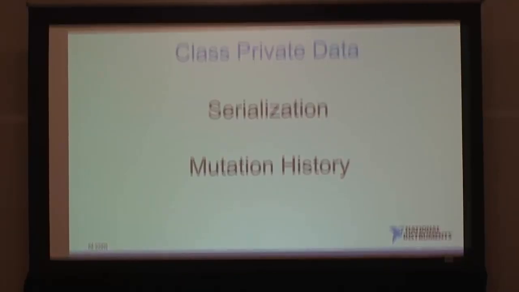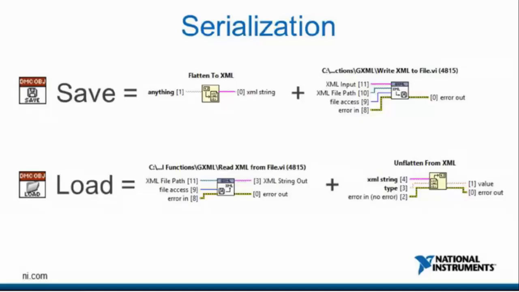So to make this all work, there are a couple of key concepts that we're going to explore. The first is serialization, and the second is mutation history. So serialization is the idea that we need to be able to take class data and convert it to a format that's easy to store to disk. And this is going to be the basis for these save and load methods. These really boil down to something fairly simple, and we're just going to show what we found to be the best, most flexible tools to accomplish this.